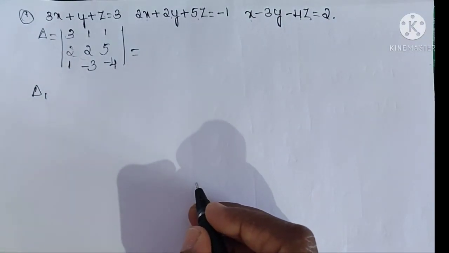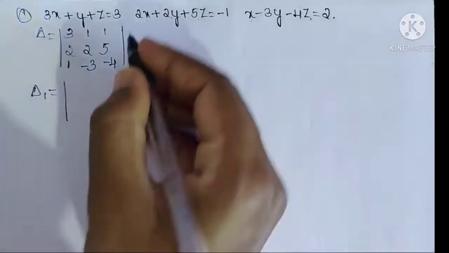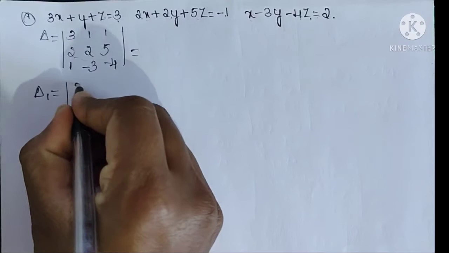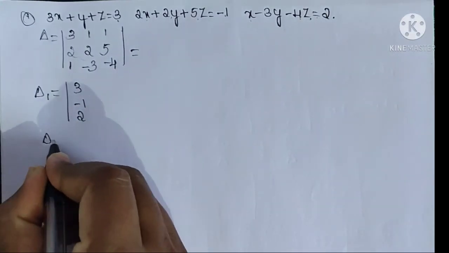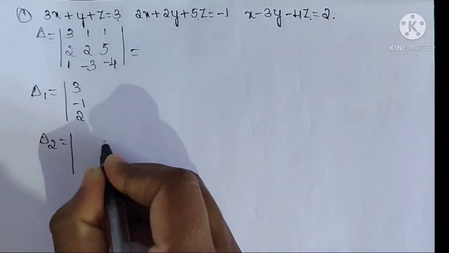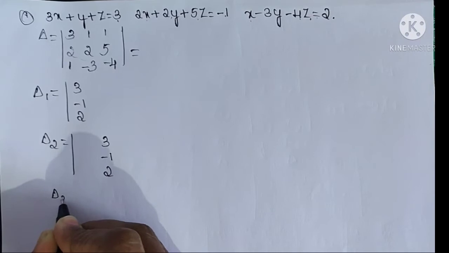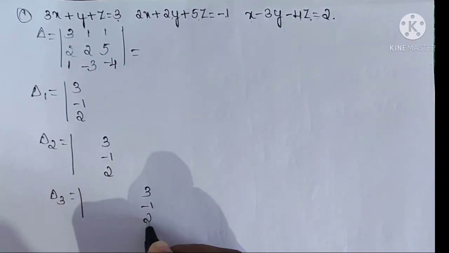Delta 1 is obtained by replacing the first column by the constant values after the equal sign. The constant values are 3, minus 1, 2. In delta 2 you replace the second column by 3, minus 1, 2. In delta 3 you replace the third column by 3, minus 1, 2.